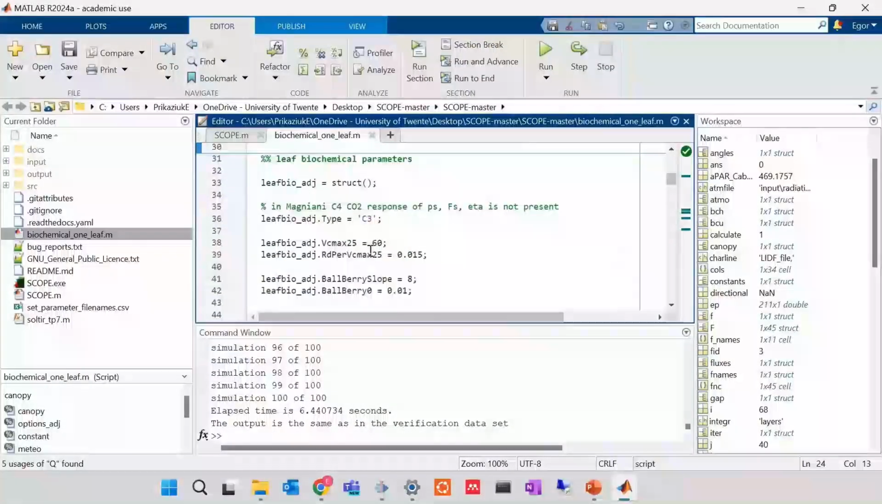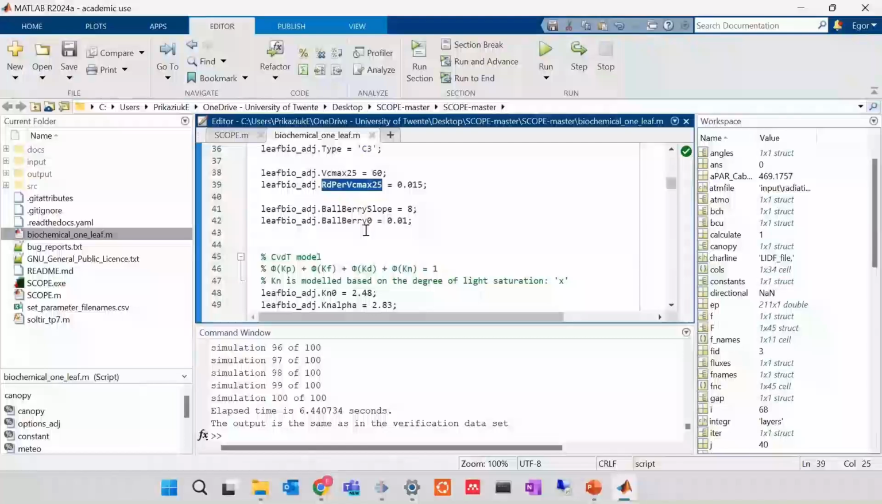And of course, there are biochemical parameters, and here comes the difference of the two models. First of all, we have to say which type of leaf we are working with: C3, like majority of the crops, or C4, like for example corn, that are more adapted to dry environments. Then, in any case, there is the Farquhar, von Caemmerer, and Berry model inside, so we have to provide the key parameters such as maximum carboxylation capacity at 25 degrees, the respiration as a fraction of this rate, and the Ball-Berry model in the version of Collatz is also in both models. We have to provide Ball-Berry slope and Ball-Berry intercept.